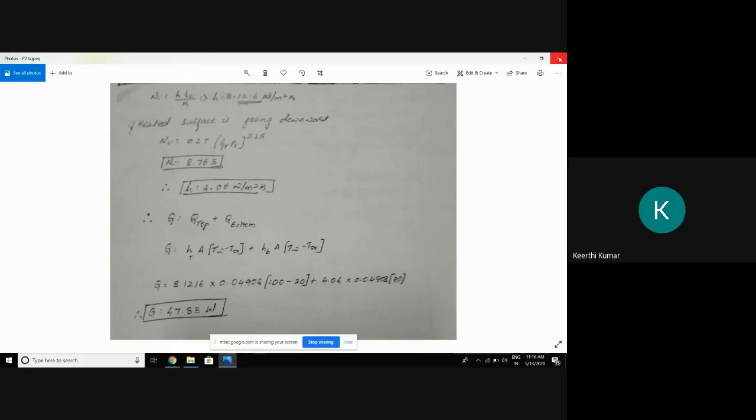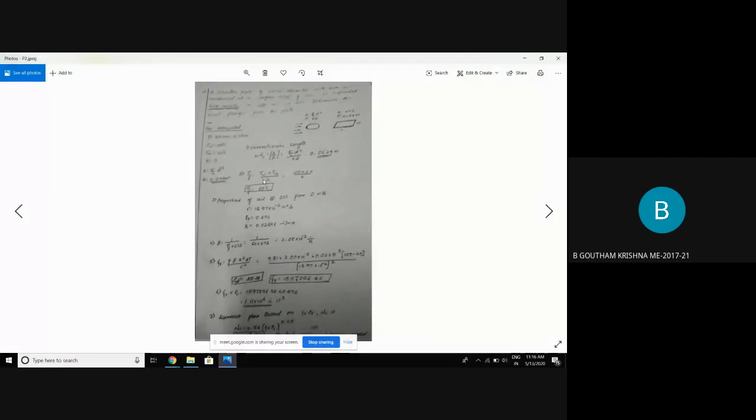One more. Sir, if the plate is rotated, L value will be 0.5, no, sir? Yes, the next problem is like that only. You check out the second problem I have given. Okay. If the plate is kept horizontally, what to do?